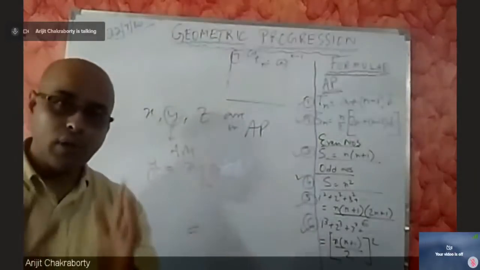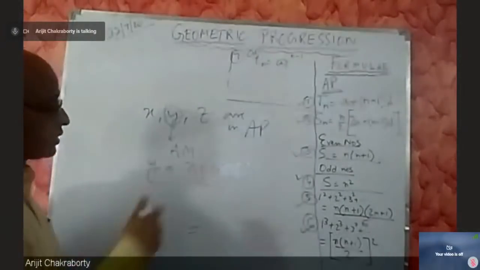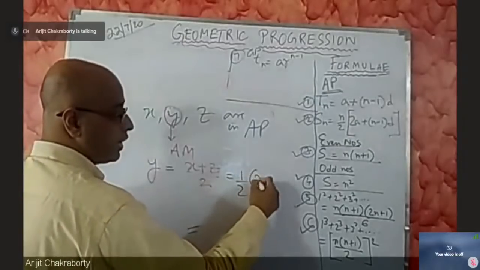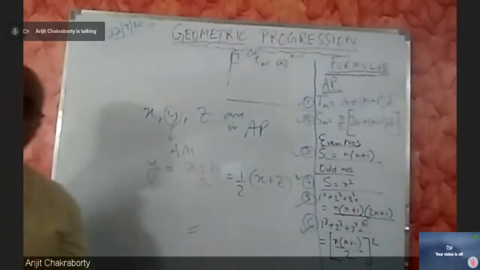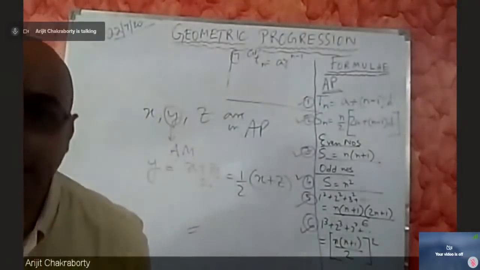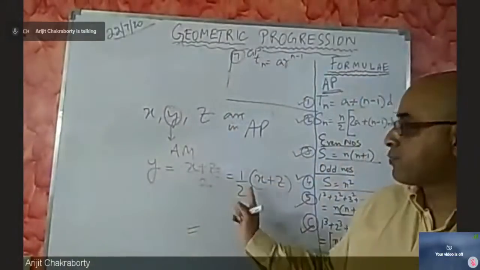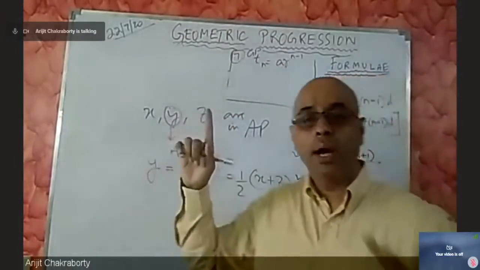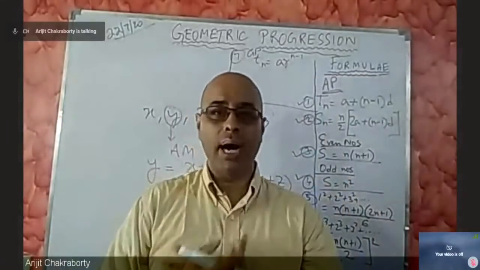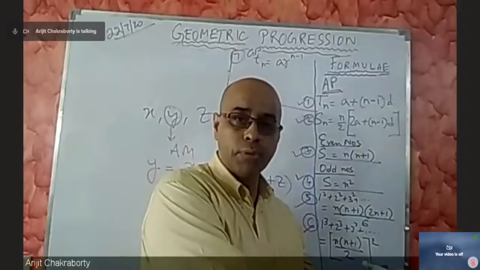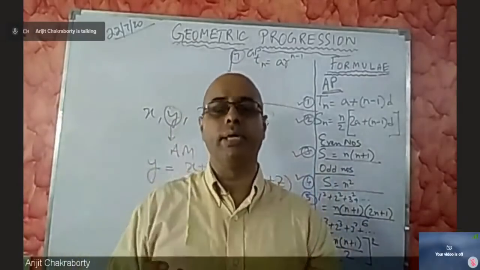So we have the concept of half. Half of X plus Z. So I can write it like this. This is nothing but half of X plus Z. I hope it makes sense. This is what we call arithmetic mean, where you have half of X plus Z. The middle term is the 50%, half of X and Z. So the middle term will be half of the term before it and the term after it. This is arithmetic mean.